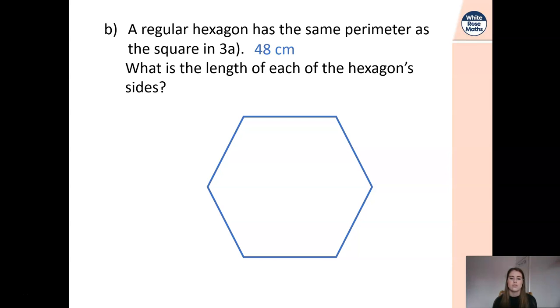So here is our hexagon drawn out in front of us, and we need to remember that this is a regular hexagon. Therefore, each of the edges are the same length. Okay, so if I was to indicate that on my shape, I would draw a line on each side. This tells me all of these sides are the same. So if we need to work out what one of them is, all we need to do is 48 divided by the number of sides. 48 divided by 6 is going to give us 8 centimetres.